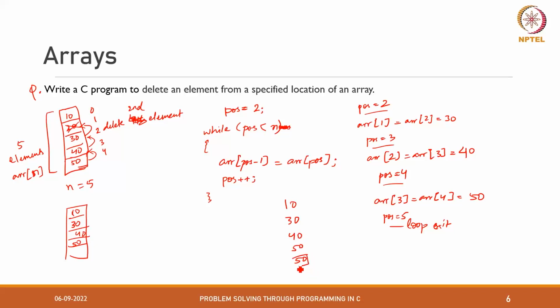So now your array will look something like this: 50, and then it will be 50 again, but we will not consider this particular last one. We'll just ignore it because we have shifted the other elements. We'll consider the first 4. So how to do that? We will decrease the value of n by 1. Basically, what we are saying is that we have an array of size 4, not 5. So we'll just ignore whatever is in this last memory space. After this loop exits, we'll have n minus minus. That will decrease the number of elements in the array from 5 to 4.